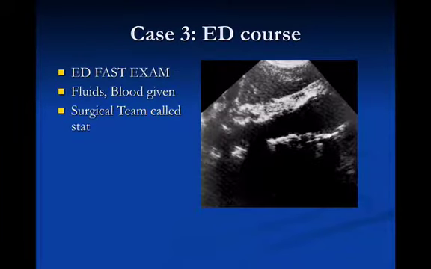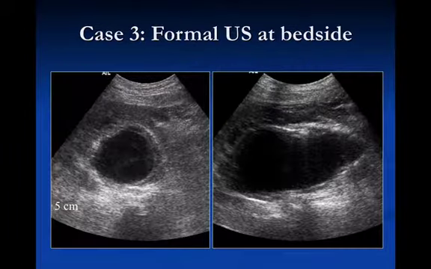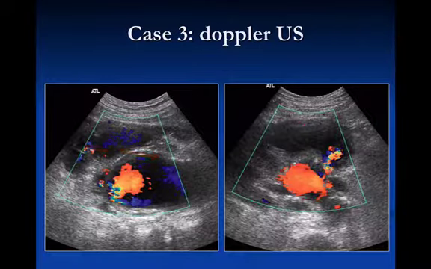This is his aorta. He had an ED FAST exam. He had fluids and blood given right away and a stat surgery consult. They wanted a formal ultrasound at the bedside, and again we see that there's significant clot in this aneurysm. They put flow on the aneurysm and they see active extravasation outside of this aorta, which was a major problem, and that got vascular surgery's attention in a big way.